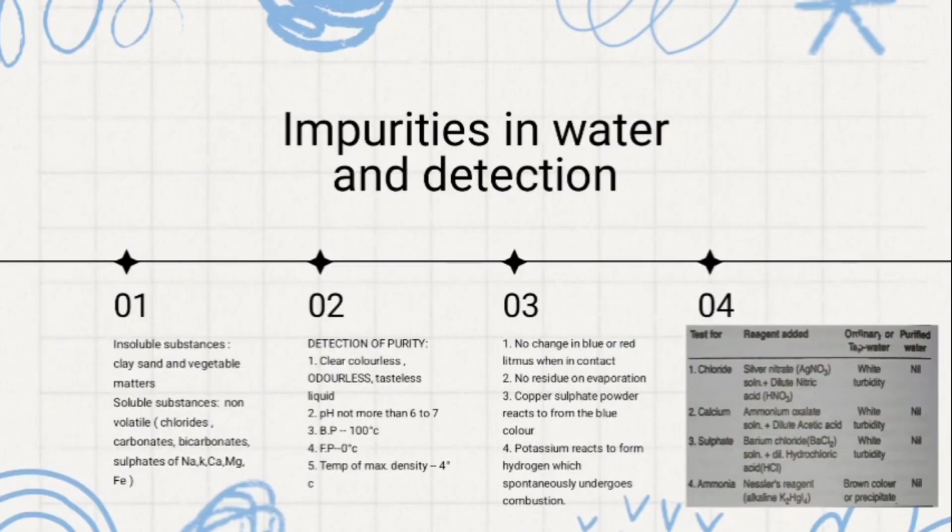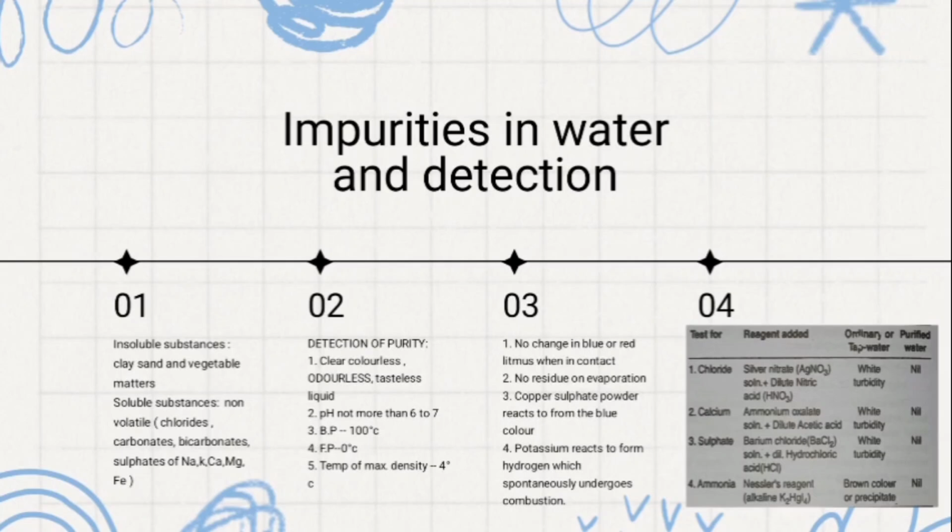Impurities in water and their detection. Insoluble substances are clay, sand and vegetable matters. Soluble substances are non-volatile substances like chlorides, carbonates, bicarbonates, sulfates of sodium, potassium, calcium, magnesium and iron. Detection of purity: physical properties can be detected by using taste and smell.